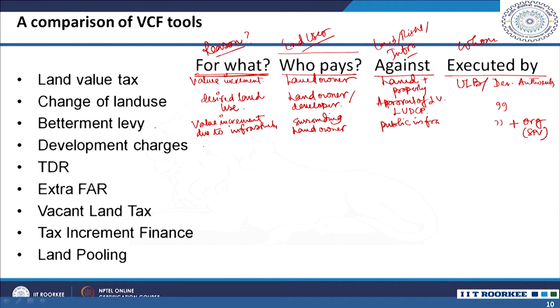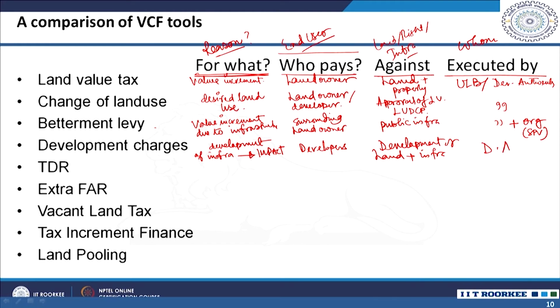And development charges are given for development of infrastructure and its possible impact. Basically it is charged from developers and against the development of land plus infrastructure. It is executed by the development authority. In some cases it can be urban local bodies also.